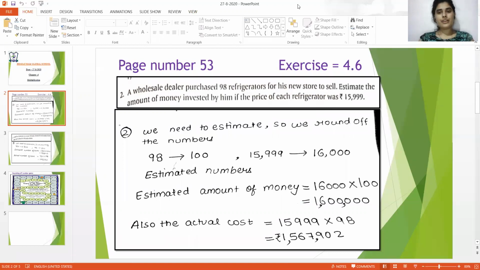As we have done earlier also, whenever we need to find out the estimation, first we see the numbers. Here we have how many refrigerators? 98 refrigerators, and each refrigerator costs rupees 15,999. We need to estimate, so we round off the numbers first.